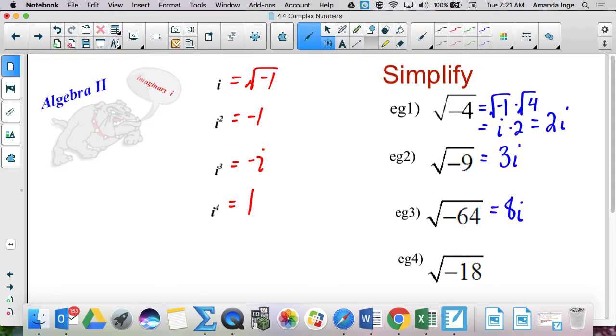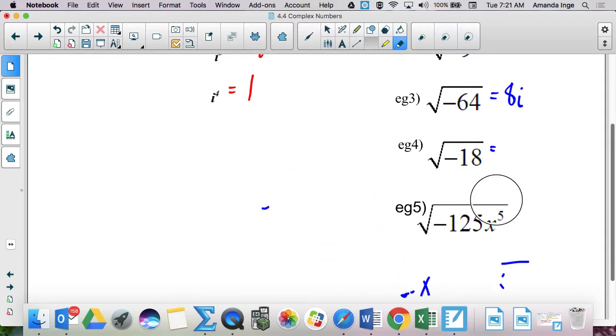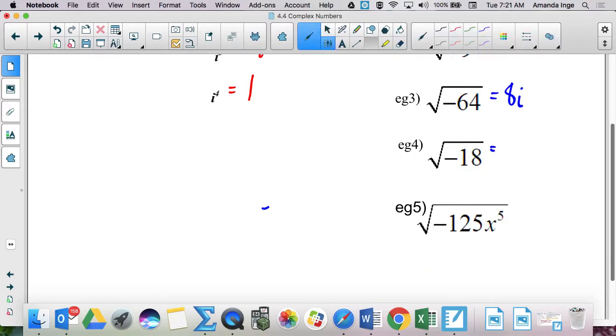8i, and in this case, well, we would simplify this. If we simplify this, we need to rewrite this as the square root of -9 times the square root of 2, and we would get 3i square root of 2.